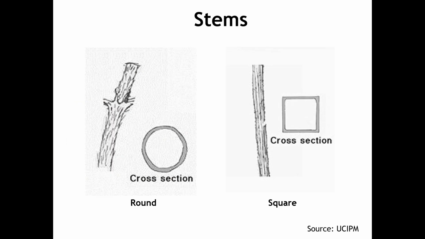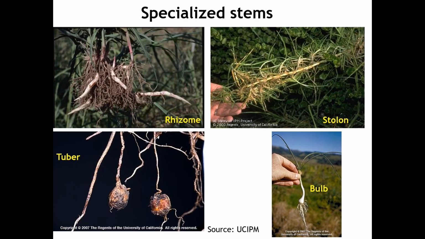The next feature can be the stems. Stems can be of different shapes, such as round or square, and these are again good features for identifying the species.